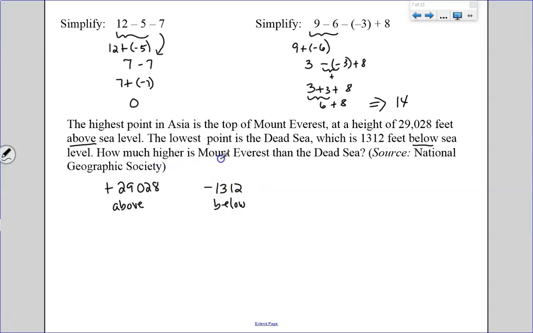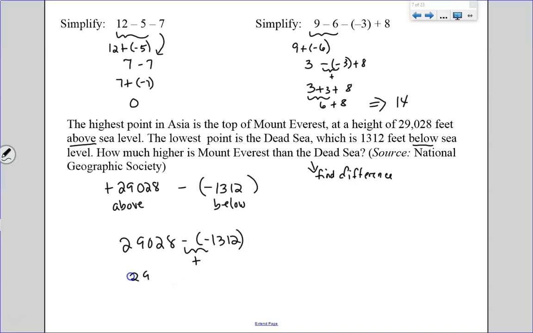How much higher is Mount Everest than the Dead Sea? Well, they're asking you how much higher to find the difference. If you're finding the difference, then you are subtracting. You subtract the second value from the first value. So you're going to end up having a problem like this: 29,028, subtract a negative 1,312 to get your answer. Well, notice you have two negative signs, which make a positive. So this ends up being 29,028 plus 1,312 to get your answer.